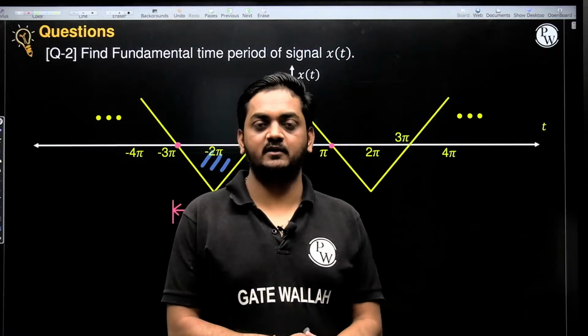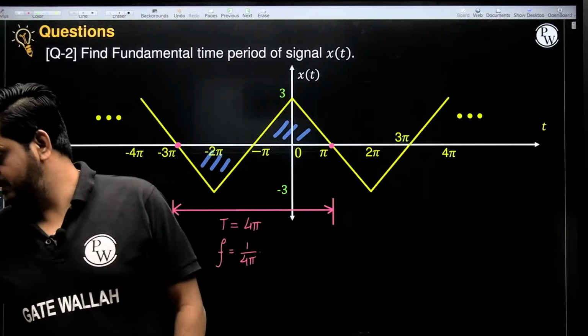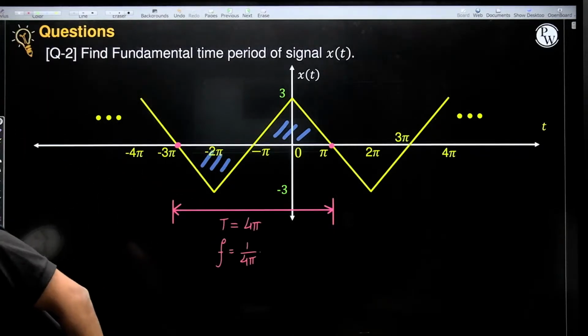We just started the next classification, that is periodic and aperiodic.